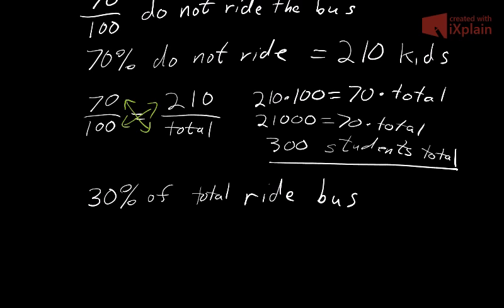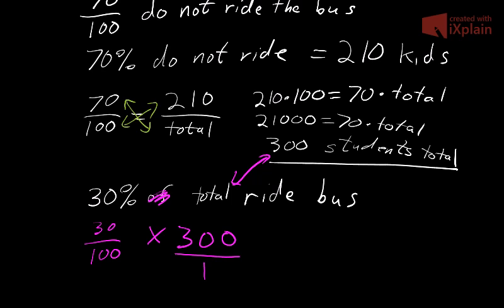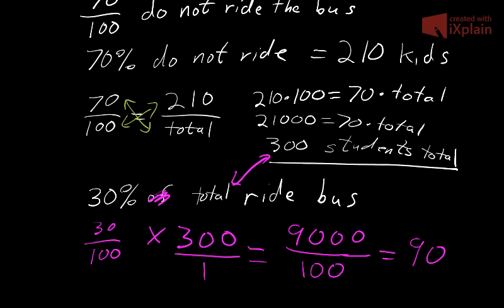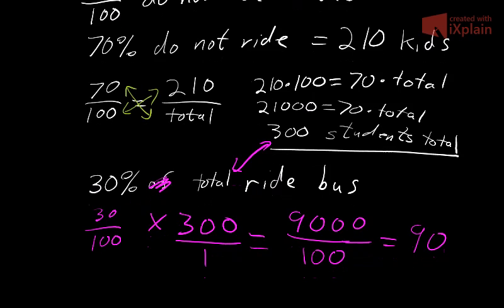So going through, we know that "of" we can write as multiply. 30% means 30 over 100. And our total, we now know, is 300. So we end up getting 30 over 100 times 300 over 1. And that is going to give us 9,000 over 100, which is going to give us 90. So we can now say that 90 students ride the bus. 90 students from this school ride the bus, and that was a really long way of doing it.